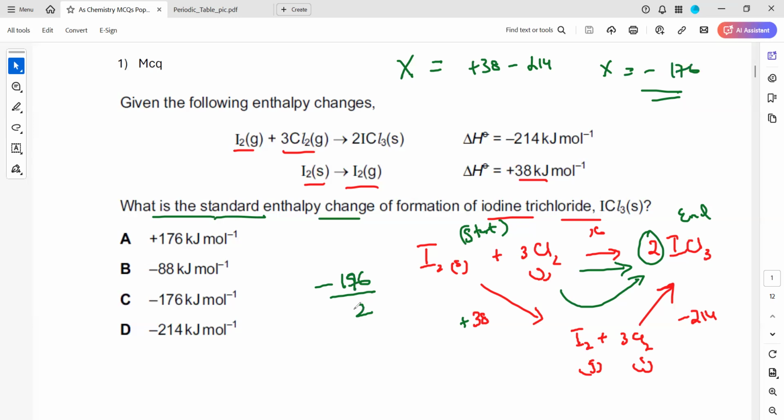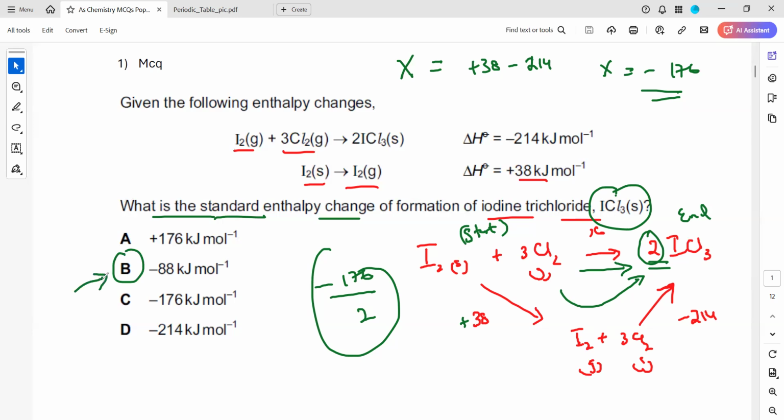So 196 divided by 2. Why divided by 2? Because the question is the standard enthalpy change of formation of iodine trichloride, which means standard enthalpy change is always for 1 mole. Here, when we use this cycle, we got this energy, but this energy is for 2 moles of ICl3. If we need it for 1 mole, then divide by 2. So we get minus 98, so B will be the right answer.